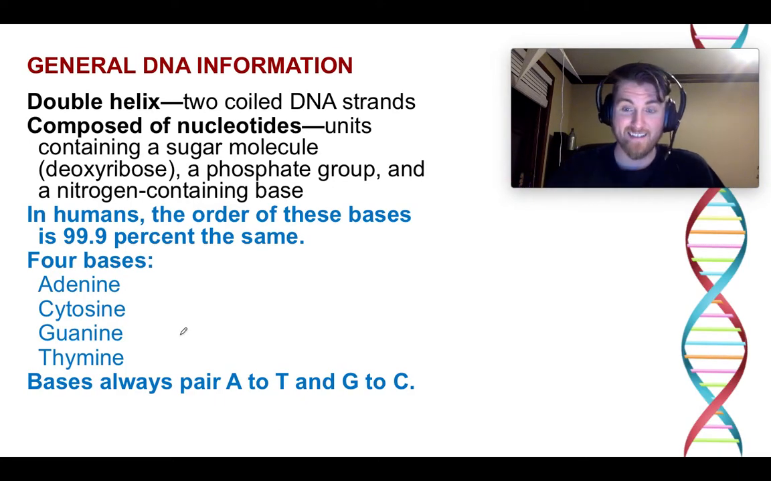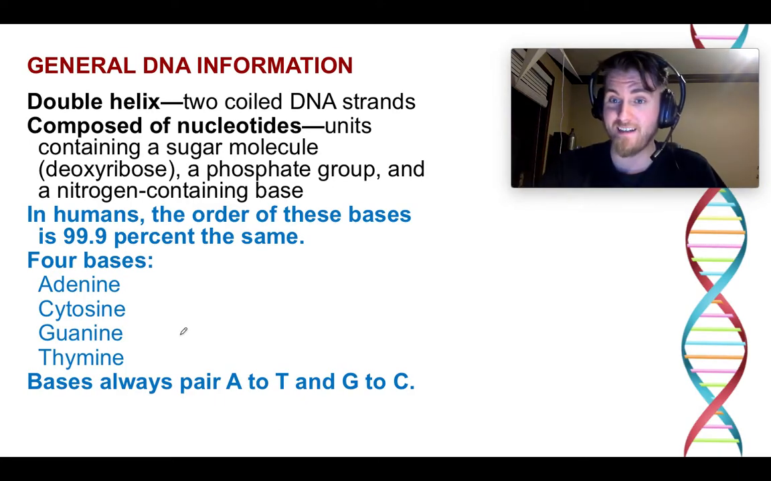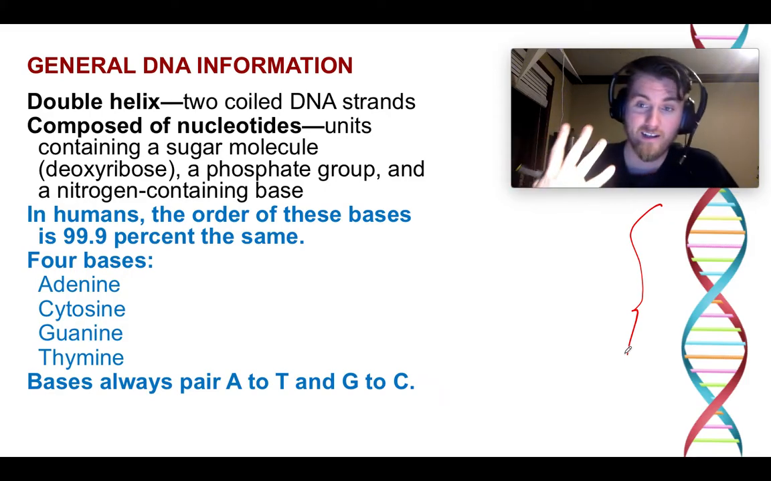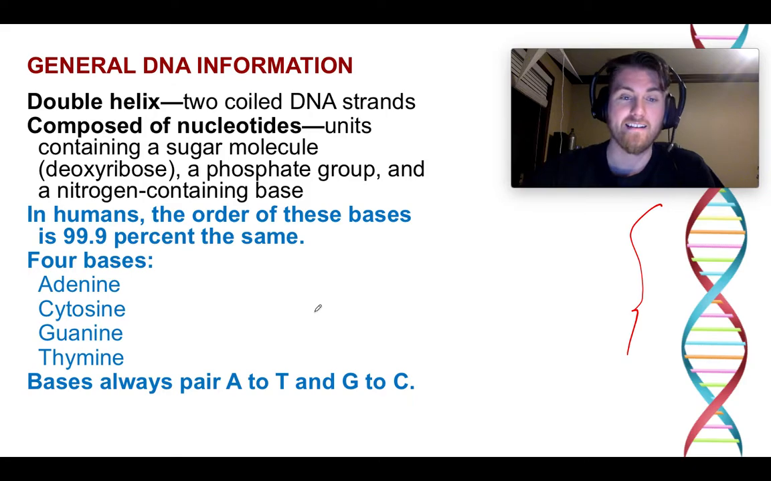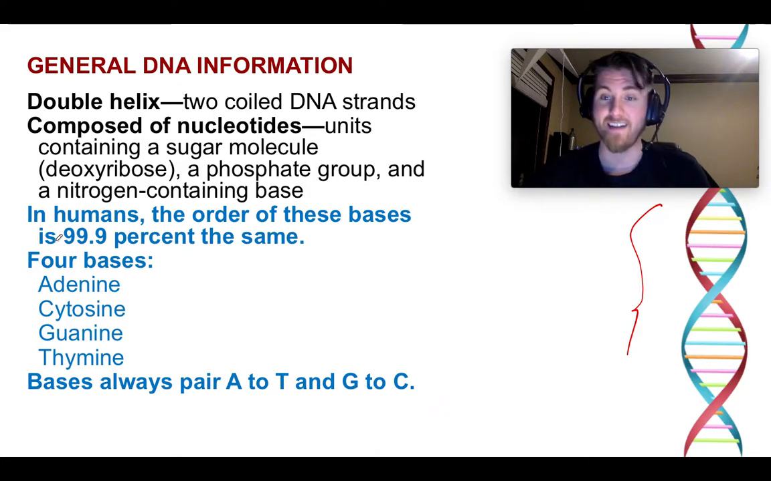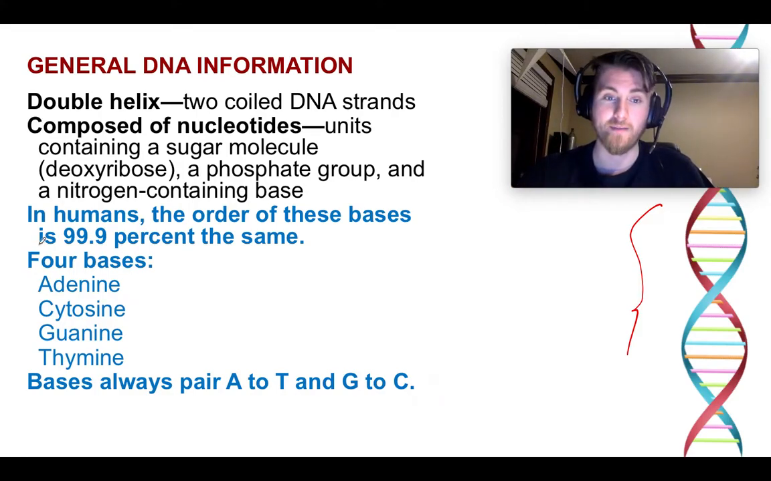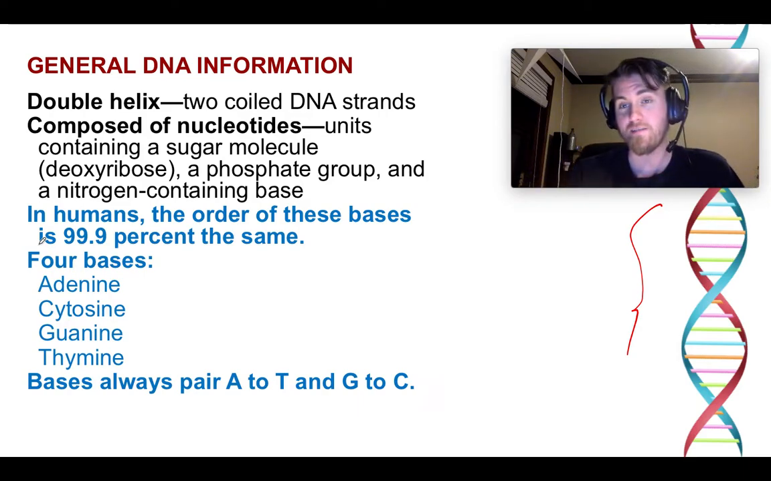Now, we need to go over just a couple of basic things with DNA. First off, DNA is composed as a double helix, as it looks in this image over on the side, and it has four different bases. Most of the time, 99.9% in humans, the order of these bases is always the same. It's always adenine to thymine and guanine to cytosine. It's always the exact same pairings every single time. These are your four main bases, and what matters is how these bases interact and match with each other. That's the main idea with DNA.